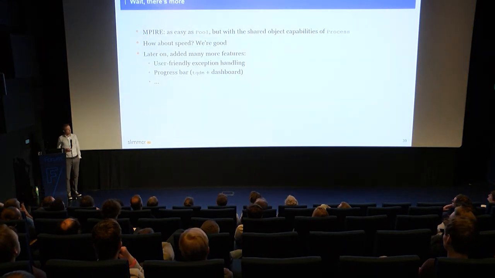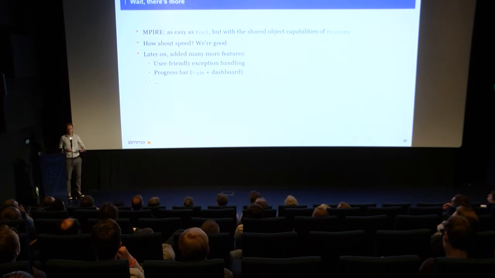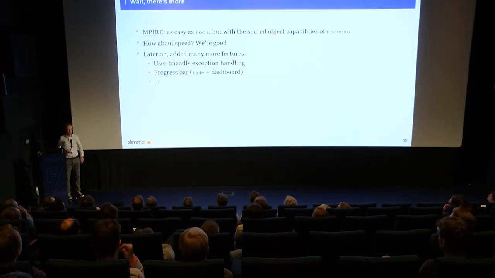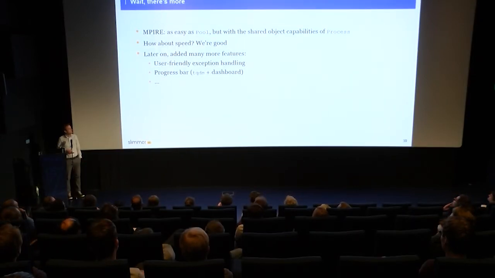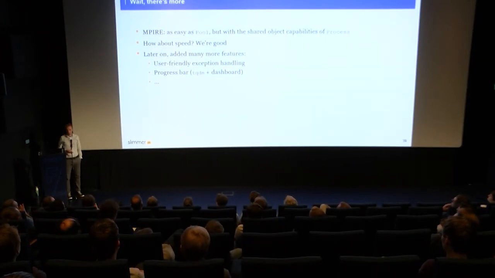So what else? Every time I write a piece of code that runs for more than a few minutes, I always want to know how long it will take to finish running. So I add a progress bar almost everywhere. And I was surprised to see that almost no multiprocessing library out there offered this out of the box. So with MPIRE, we utilized the TQDM progress bar library, and we also added a small Flask dashboard, which provides a little bit more information.